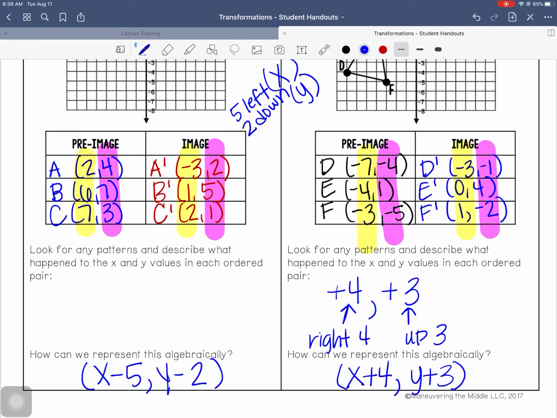What you need to take from this is that your X coordinate is left and right, and your Y coordinate is up and down.